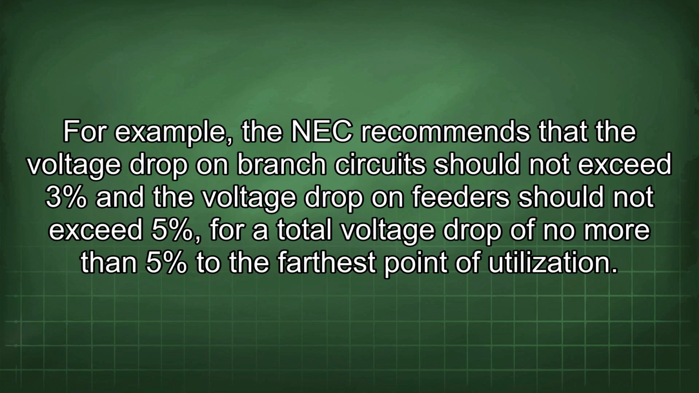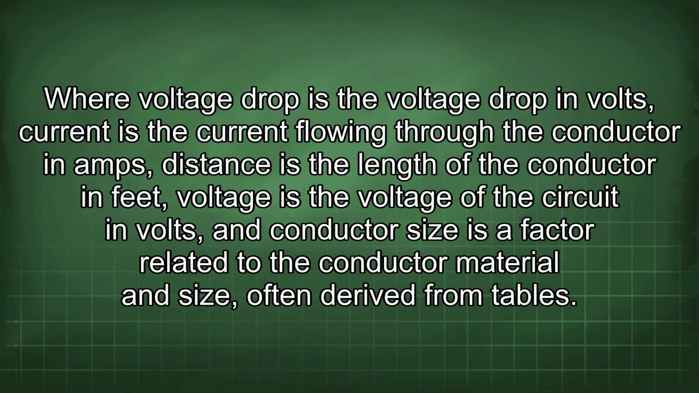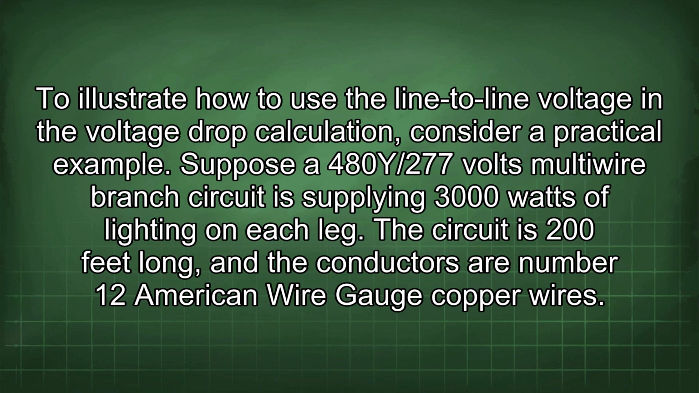The voltage drop formula is voltage drop equals current times distance divided by voltage times conductor size, where voltage drop is the voltage drop in volts, current is the current flowing through the conductor in amps, distance is the length of the conductor in feet, voltage is the voltage of the circuit in volts, and conductor size is a factor related to the conductor material and size, often derived from tables. To illustrate how to use the line-to-line voltage in the voltage drop calculation, consider a practical example.